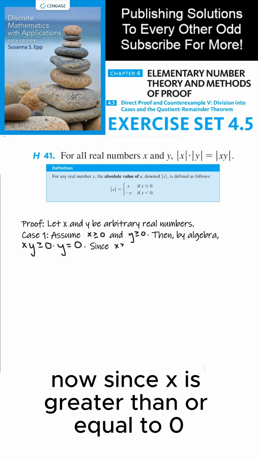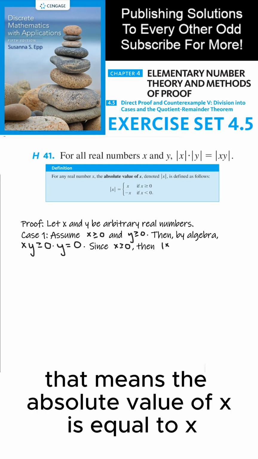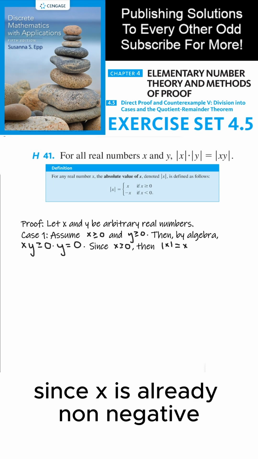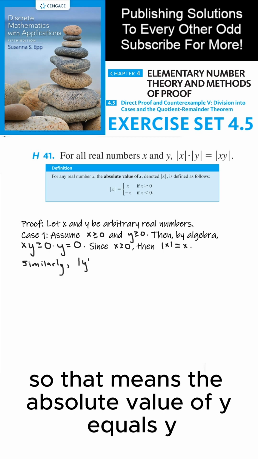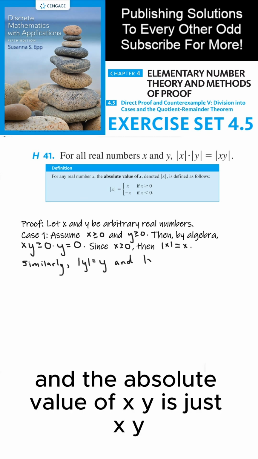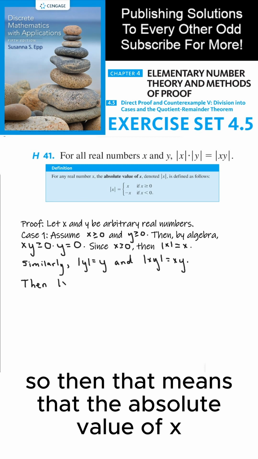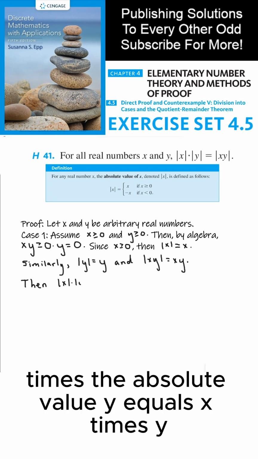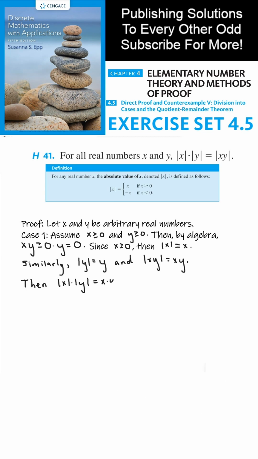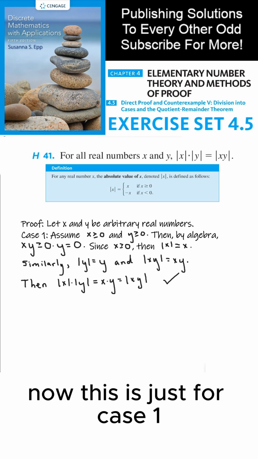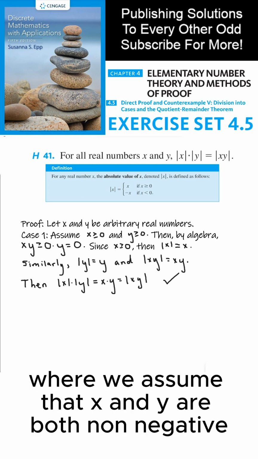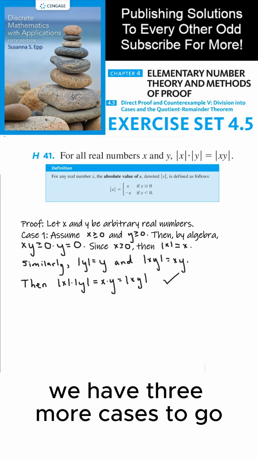Now, since x is greater than or equal to 0, the absolute value of x is equal to x, since x is already non-negative. We can make the same claims about y and x times y. So the absolute value of y equals y, and the absolute value of xy is just xy. So then the absolute value of x times the absolute value of y equals x times y, which is the same thing as the absolute value of xy, which is what we wanted to show. Now, this is just for case 1, where we assume that x and y are both non-negative. We have 3 more cases to go.